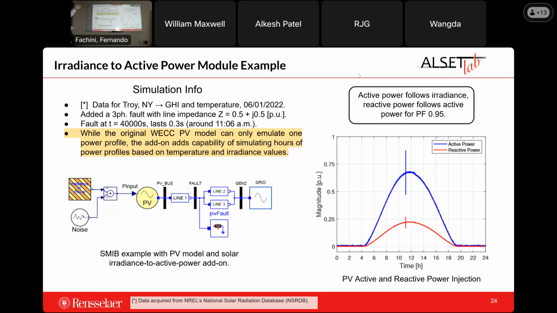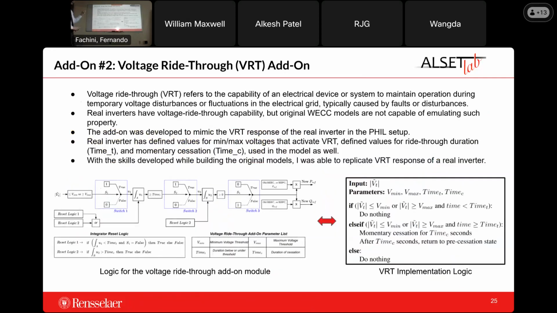And while the original WEC PV model can only emulate one power profile, the add-on adds the capability of simulating hours of power profiles based on temperature and irradiance values. So now the model is capable of describing more irradiance powers, and you can actually simulate more time. So for this one, no power hardware-in-the-loop experiments were required. However, this next experiment actually used data that comes from the hardware-in-the-loop simulation.